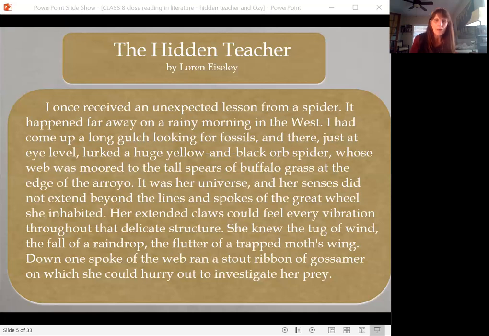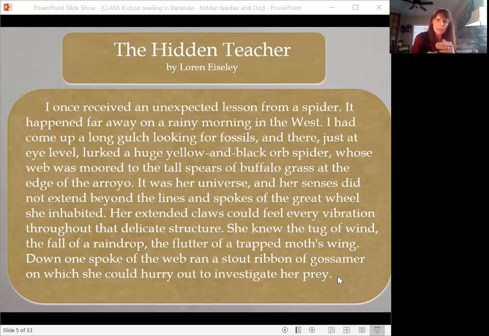Down one spoke of the web ran a stout ribbon of gossamer. Now, if you don't know what gossamer is, you probably haven't read Midsummer Night's Dream. Gossamer is the stuff that fairy wings are made out of. It's that silky, translucent stuff of the web that the spider's on. So that's one of the spokes of the web, is made of gossamer, and that's what she runs along in order to find out what's in her web. So down one spoke of the web ran a stout ribbon of gossamer, on which she could hurry to investigate her prey.